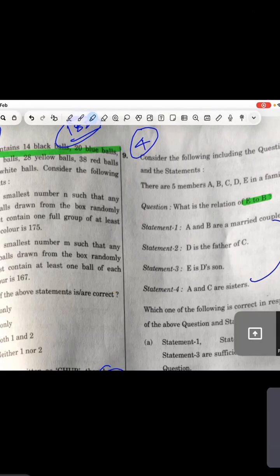A box contains 14 black, 20 blue, 26 green, 28 yellow, 38 red, and 54 white balls. Consider the following statements. The smallest number n such that any n balls drawn from the box randomly must contain one full group of at least one color is 175. And the smallest number m such that any m balls drawn from the box randomly must contain at least one ball of each color is 167.